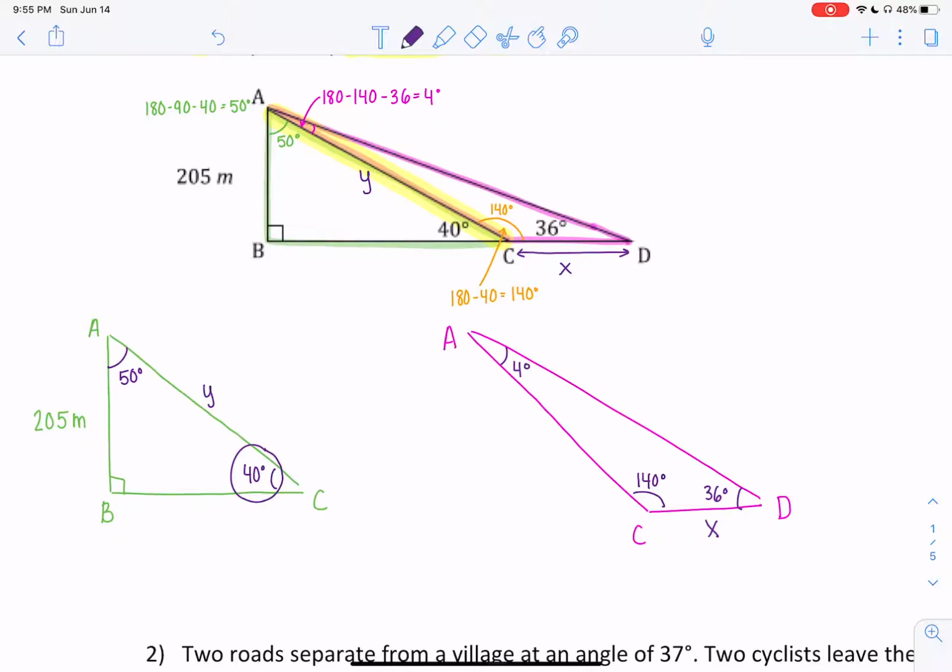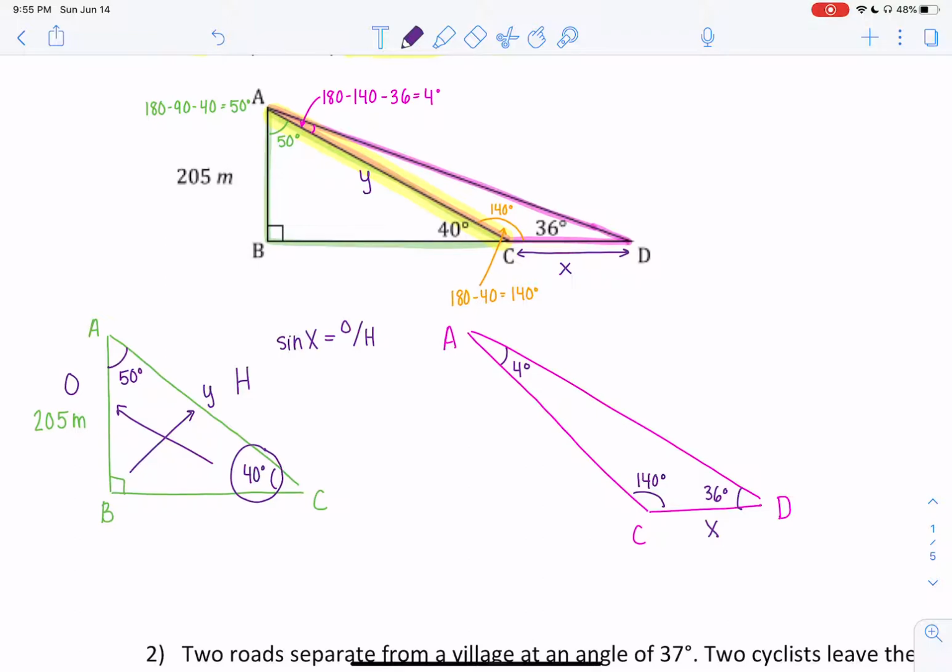And now I'm going to label it like a right angle triangle. So the side across from my right angle is my hypotenuse, and the side across from the angle I circled is my opposite. So I have O and H, which means I'm going to use sine x equals opposite over hypotenuse.